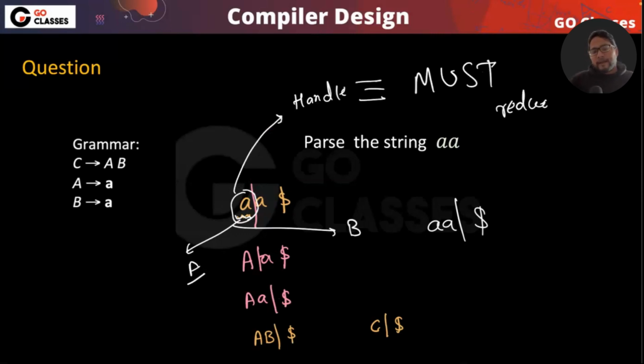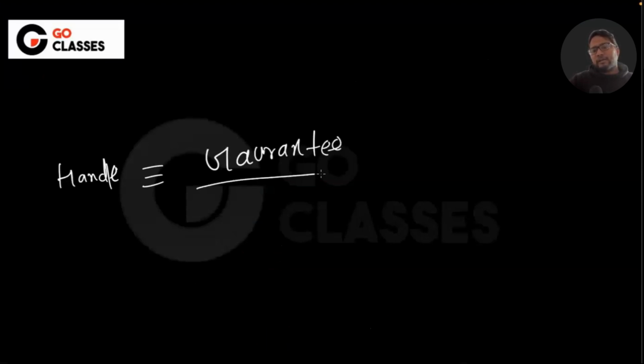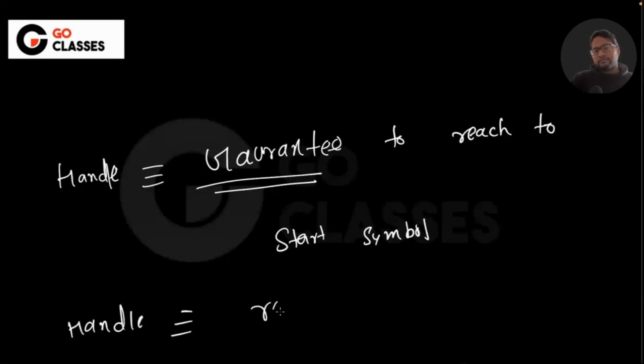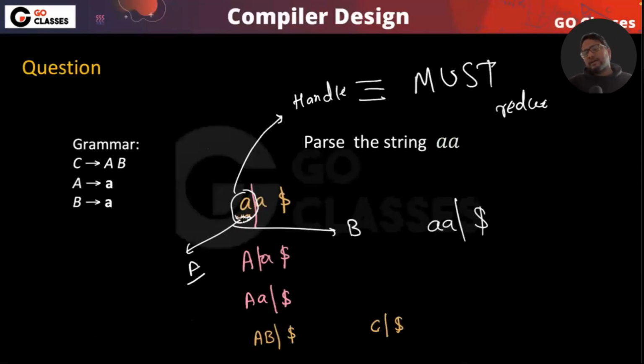What is a handle? A handle gives you the guarantee that if you use me, I will make sure that you reach the start symbol. So if something is a handle, you should always reduce it. Handle means always reduce it. If the parser is saying that this is a handle, then it is a good parser.